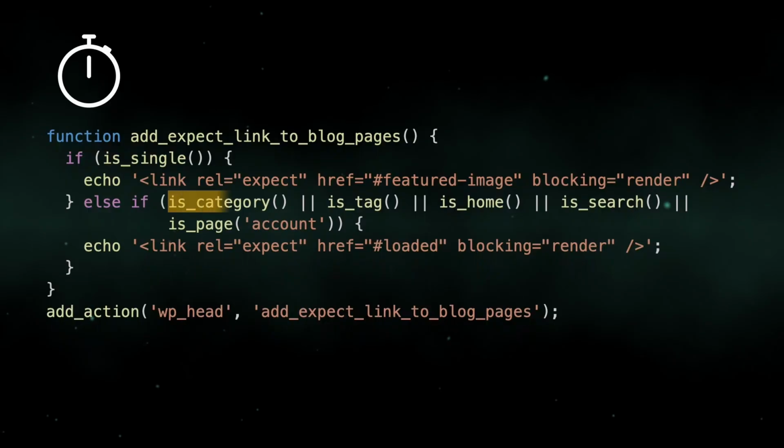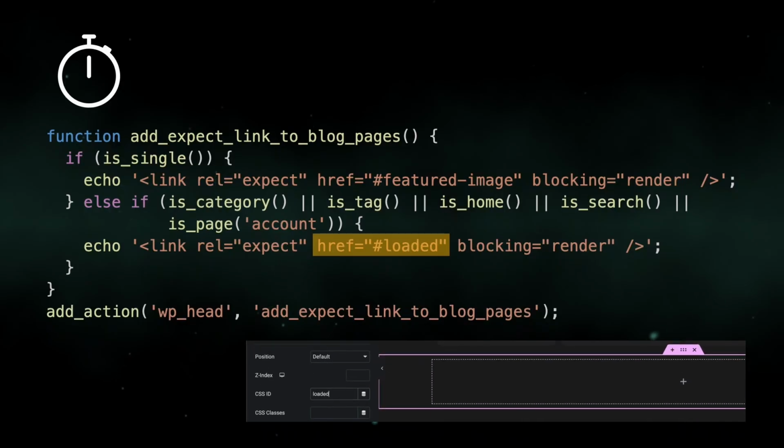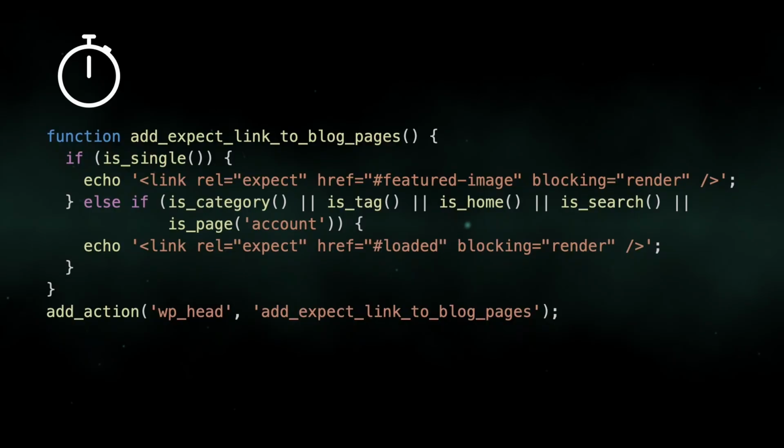On the other pages, like category archives, tag archives, the blog post page, search results, or your account page, the browser will instead wait for an element with the ID loaded. This could be an empty container you add at the bottom of these pages in Elementor. It's a small detail, but it ensures that your transitions are consistent by asking the browser to first render the corresponding element on the new page and then start the transition. So there you have it.